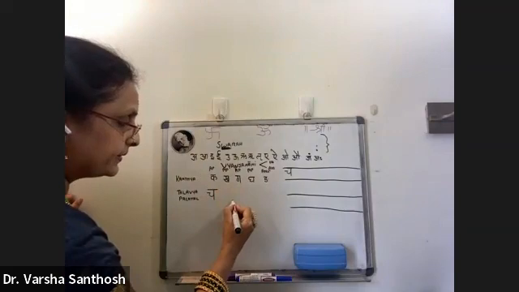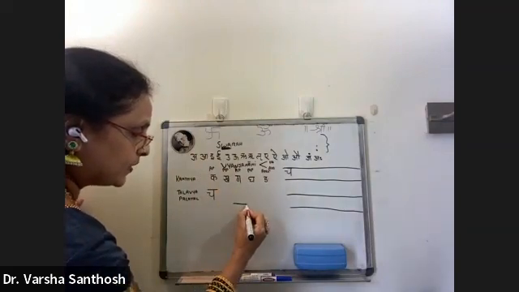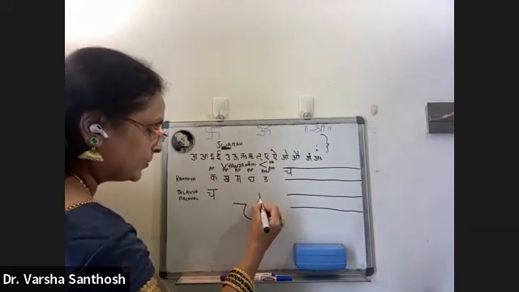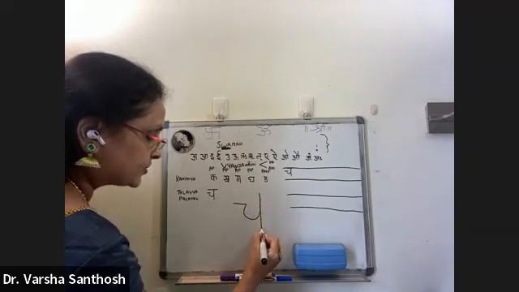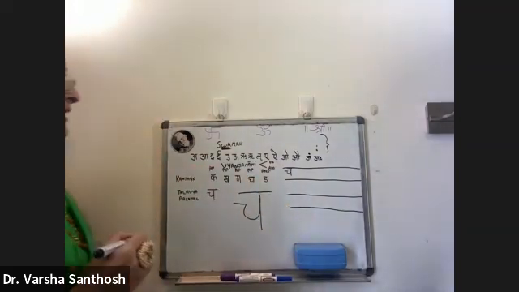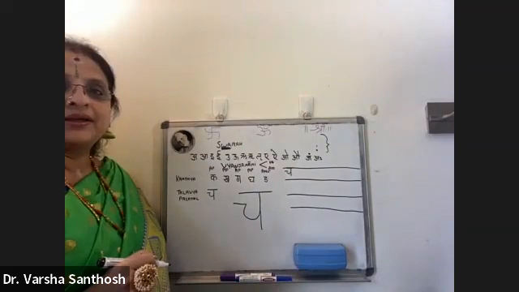Now in a bigger size: a horizontal line, a curve, go up straight, don't lift the pen, come down straight. Now lift the pen, do the shirolekha and say loudly cha. Clear?